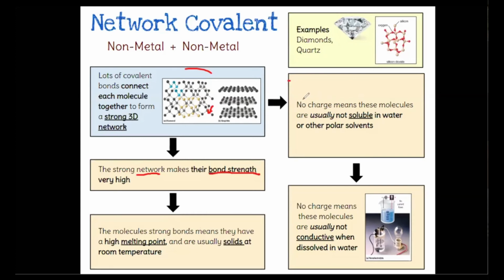Usually they're not going to be soluble in water or any other polar solvents. Like if you drop a diamond in water, it's not going to disappear. And the lack of charge usually means it's not conductive if it manages to dissolve in water. Some of them can dissolve and some of them can be conductive, right? Because this is a really broad subject of things. And we are learning more about these as we create more of them in the lab, but the ones that exist naturally, like graphite and diamond, are not very conductive or they're not going to dissolve.